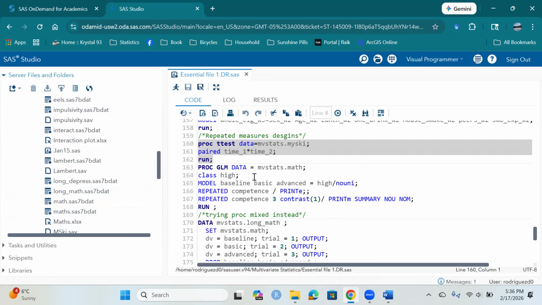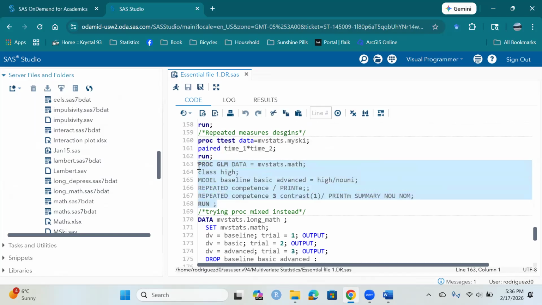So I'm going to use something known as PROC GLM, General Linear Model. This is one way of running a repeated measures ANOVA. There's another one that I'll show you after this. So we have to discuss what our classification variable is here. That's our categorical variable, and in this case, I called it high.